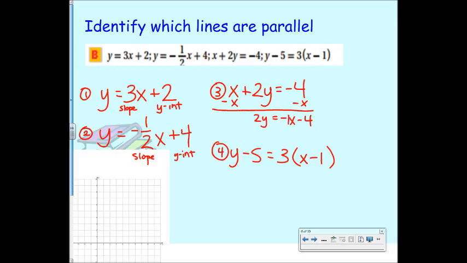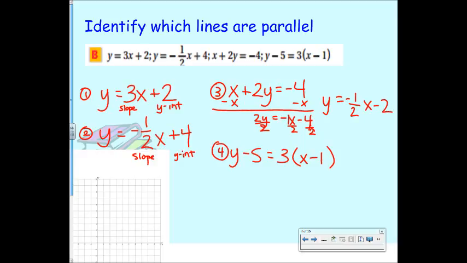Now how do I get rid of the 2? Divide by 2. What do I divide by 2 over here? Everything. So divided by 2, divided by 2. So then what happens? I've got y by itself. What's this become? Negative 1 over 2x. And then what's 4 divided by 2? Good. All right. So there's my slope-intercept form.